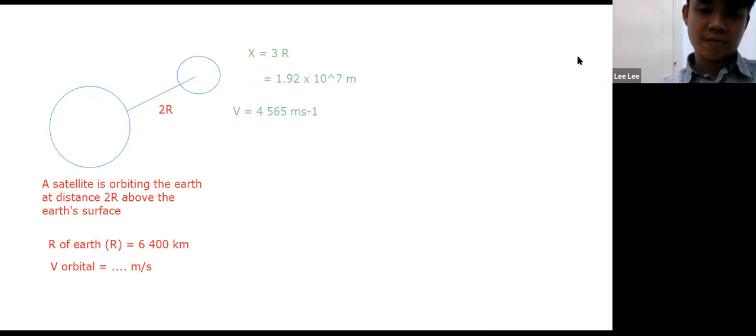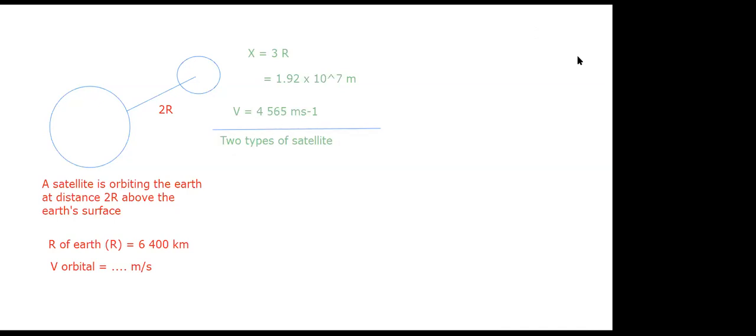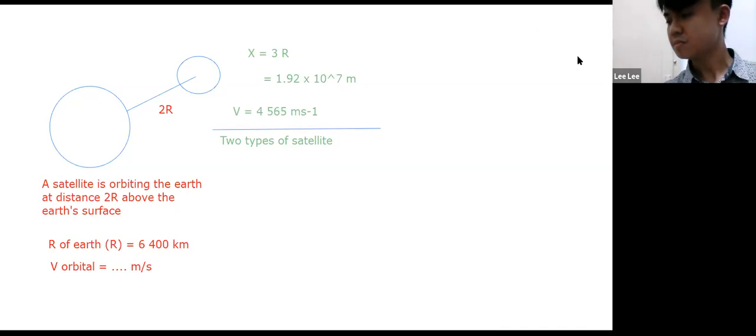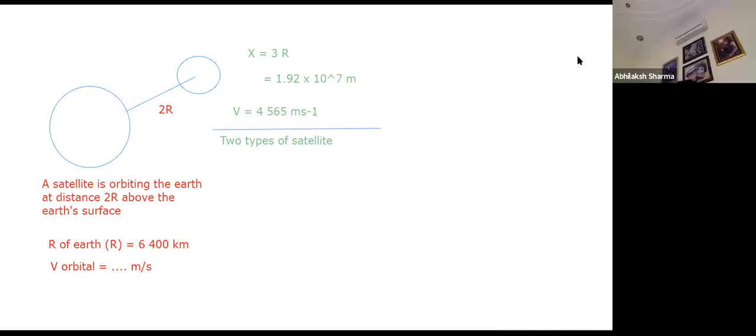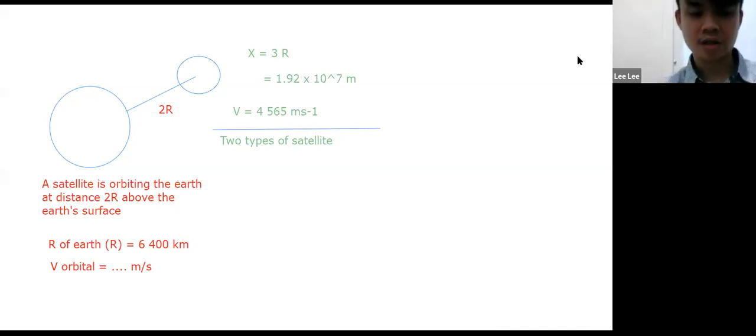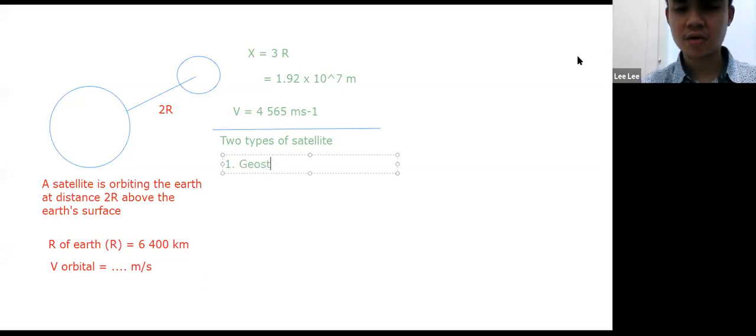Anyone still doing? If we continue. So green done already? Already okay, sir. Okay, so if no other statement, I continue, yeah? So there are two types of satellite. The first one is geostationary satellite.